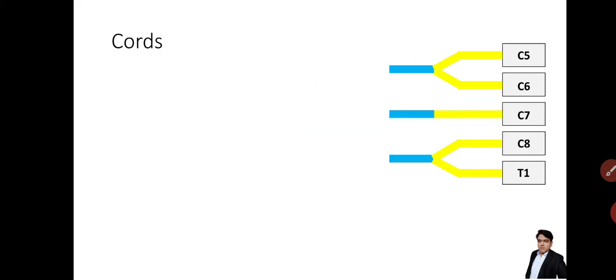Now the cords. They are again 3 in number: lateral cord, medial cord and posterior cord, and their names are because of their location in relation to the axillary artery. The cord which is lateral to the axillary artery is the lateral cord, the cord which is medial to the axillary artery is the medial cord, and the cord posterior to the axillary artery is the posterior cord.